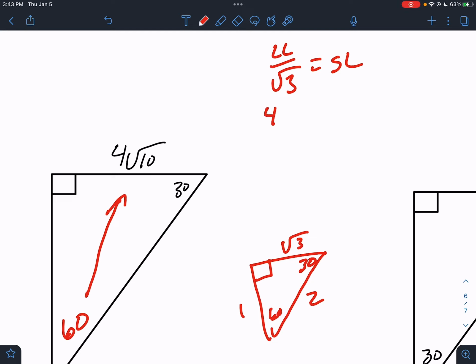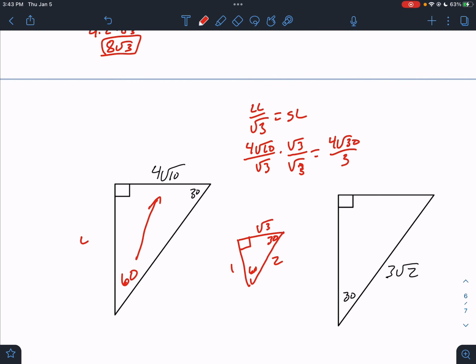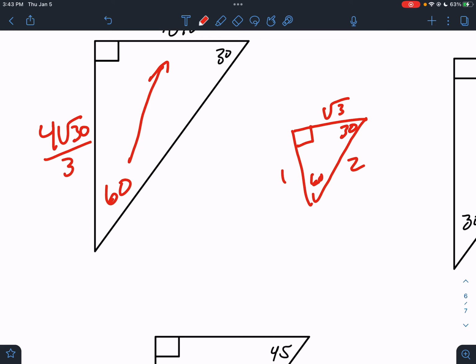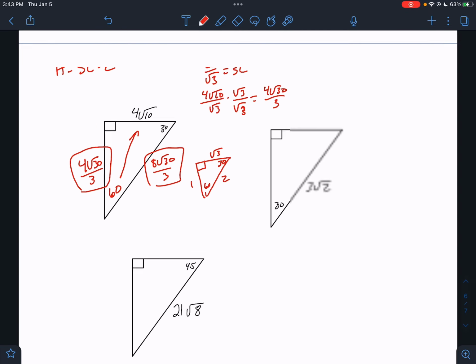So this would be 4 root 10 divided by the square root of 3. This is the process. We've talked about this. I hope we're getting good. That would be 4 root 30 over 3. So this side would be 4 root 30 over 3. Well, how do you then get the hypotenuse? The hypotenuse equals the short leg times 2. Well, 4 root 30 over 3 times 2 would be 8 root 30 over 3. And those would be our answers.